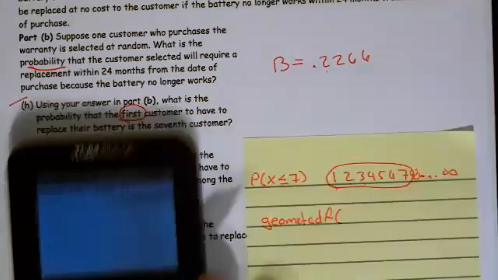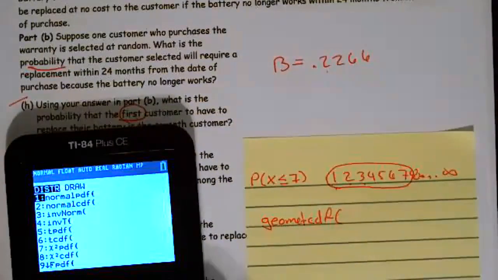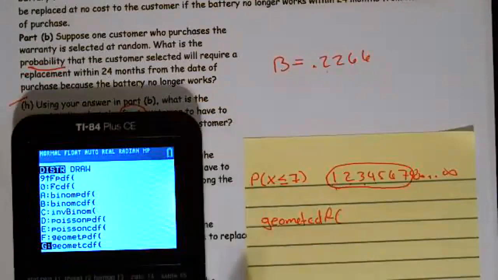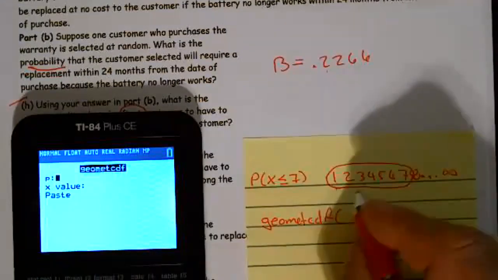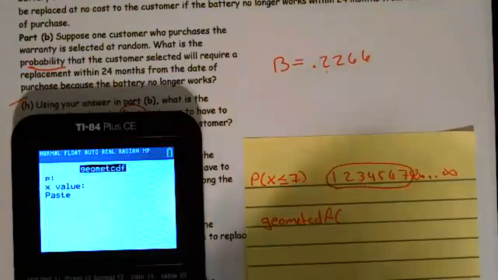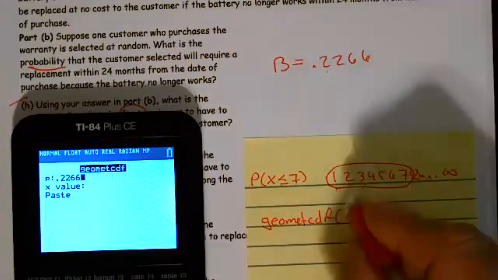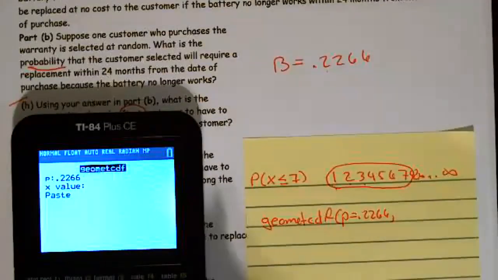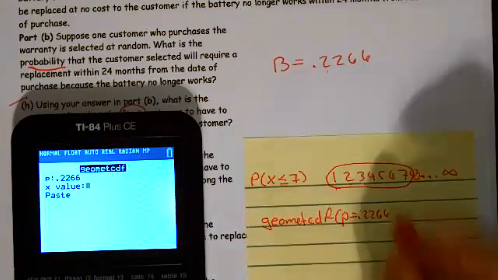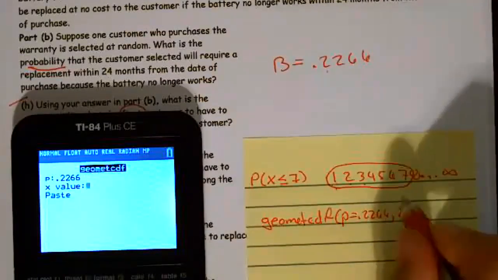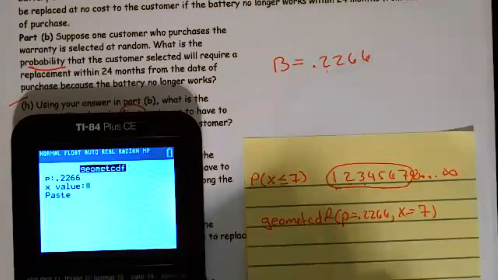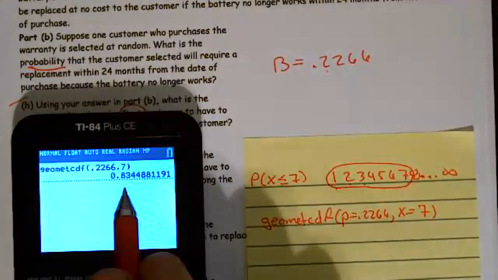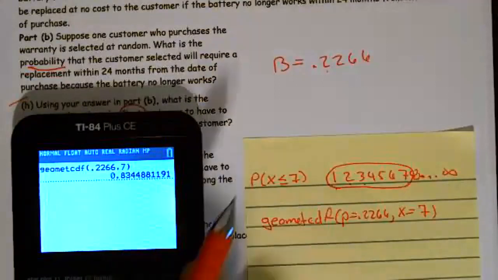So I'm going to jump into my calculator, see what it asks for. Geometric CDF. And I just went second bars to get there. P, okay. That came from part B, 0.2266. P equals 0.2266. X value. All right. Our X value is the highest thing we want, which in this case is 7, excuse me. And we get 0.8344. I'll come back to that in just a moment.